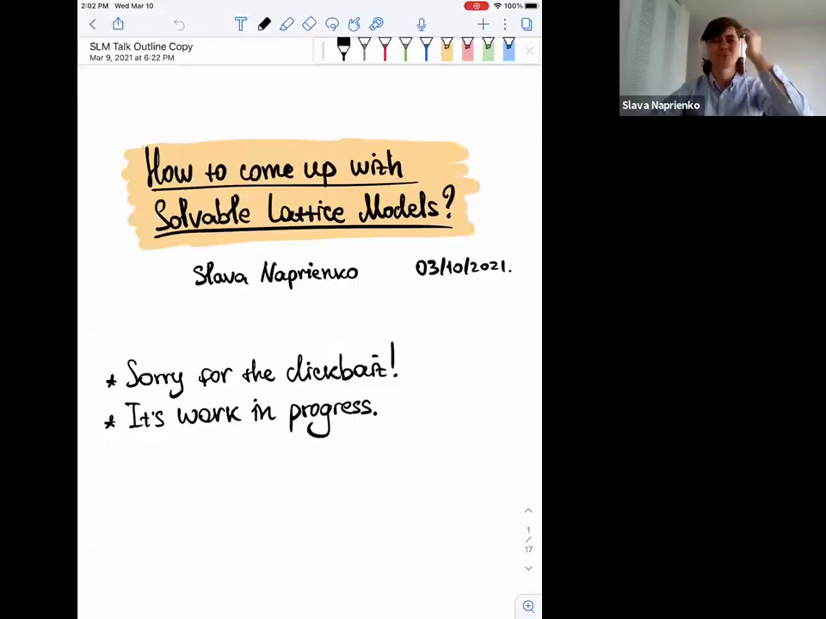Okay, so today I'm going to talk about how to come up with solvable lattice models. First of all, I want to say sorry for the clickbait. Of course, that sounds like I have some fantastic way of coming up with solvable lattice models. I have a couple of examples, and I really have a hope that it's going to work further. So sorry for the clickbait if you fell for that.